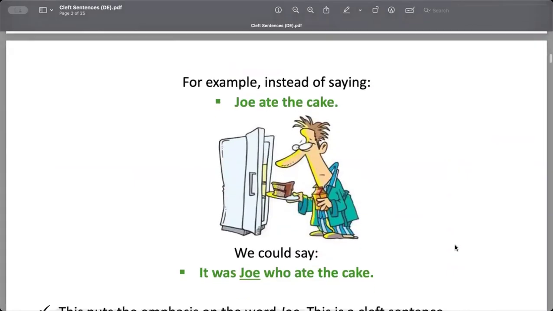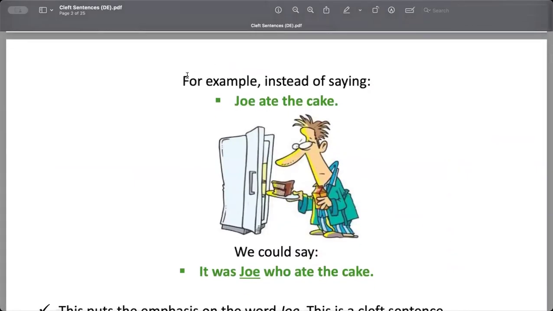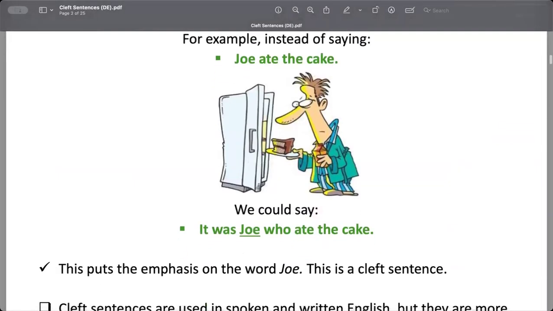For example, instead of saying Joe ate the cake, we could say it was Joe who ate the cake. It was Joe who ate the cake. So we can see here, what has been emphasized? This puts the emphasis on the word Joe. This is a cleft sentence.